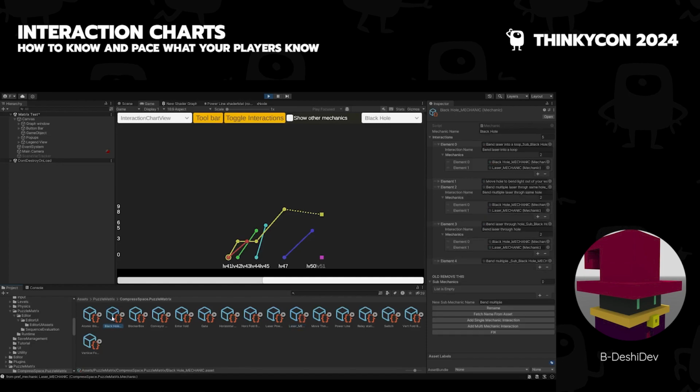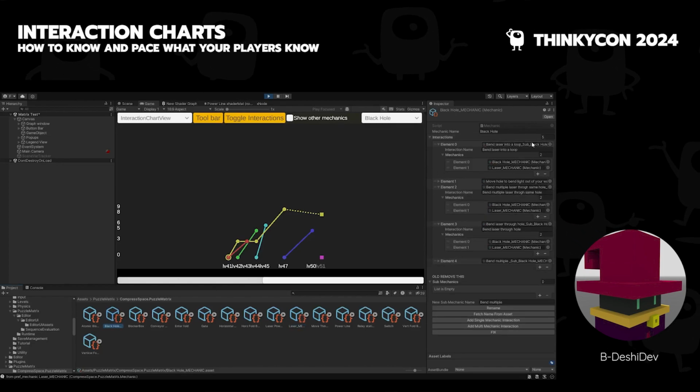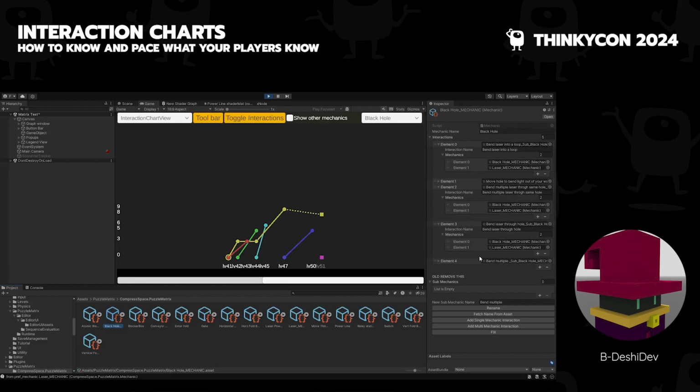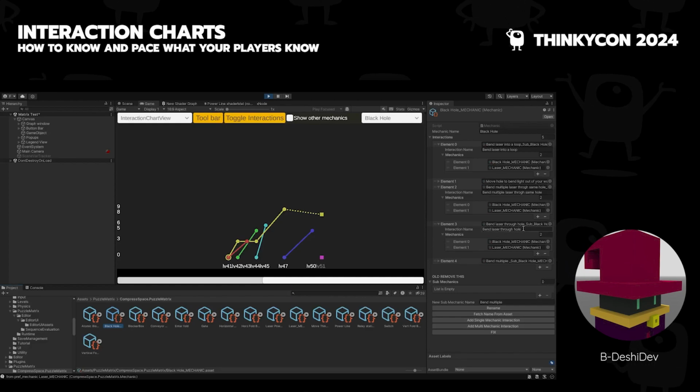Similarly, this is the scriptable object for the black hole mechanic. It lists 5 interactions, and we can see that all of the interactions involve the laser mechanic. So we can assume that the black hole mechanic tends to interact a lot with the laser mechanic.